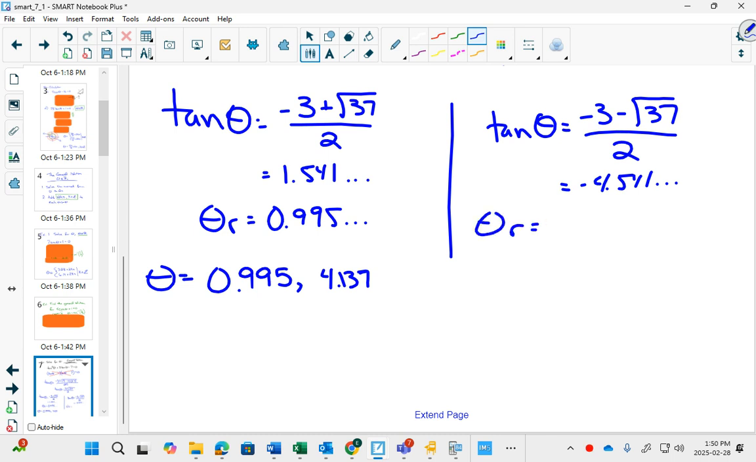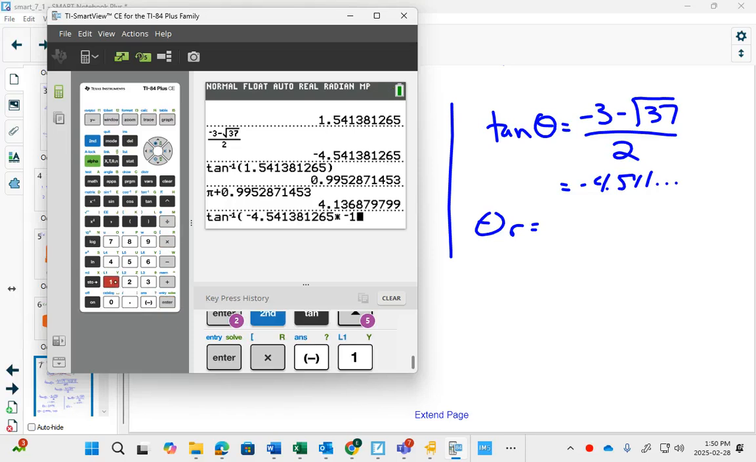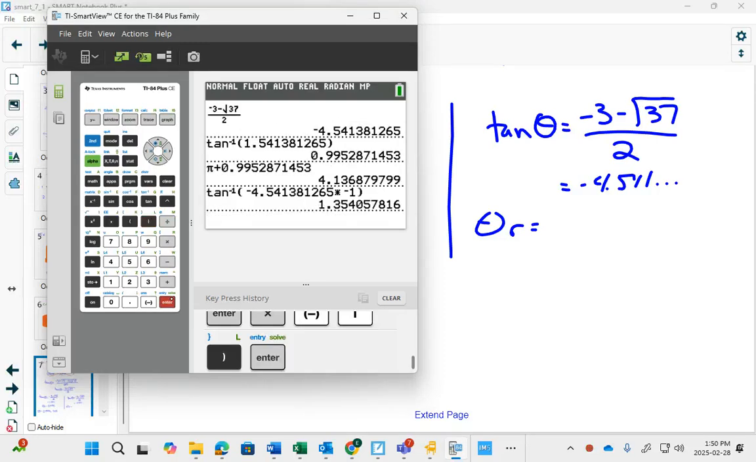Over here, I also have to find my reference angle. If I go second tan inverse, and I want to find the reference angle of this one, I push enter, it's negative right now. So I have two options. I can either use this button and go all the way over to that negative and delete it, or I can just multiply by another negative 1. Would you agree that would make it positive? And that saves me a little bit of time. So now my reference angle is 1.354.